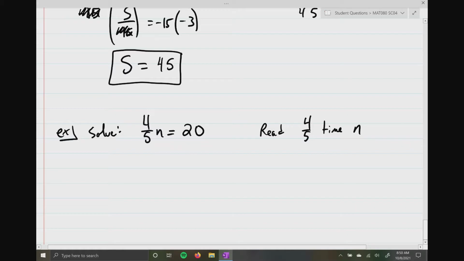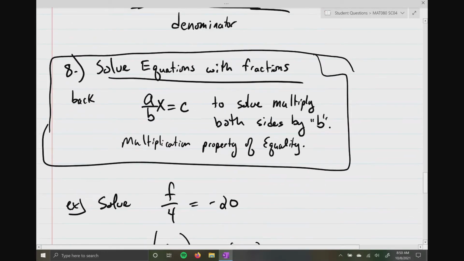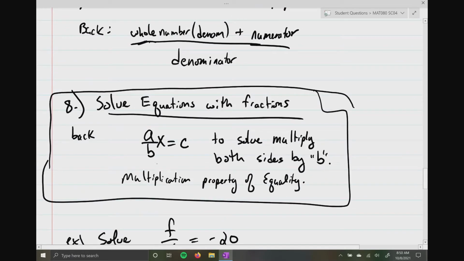Perfect. Because remember, I'm going to scroll up real fast, everybody. If you look at this rule, it says multiply both sides by the letter B. It doesn't say A over B. It says the letter B.